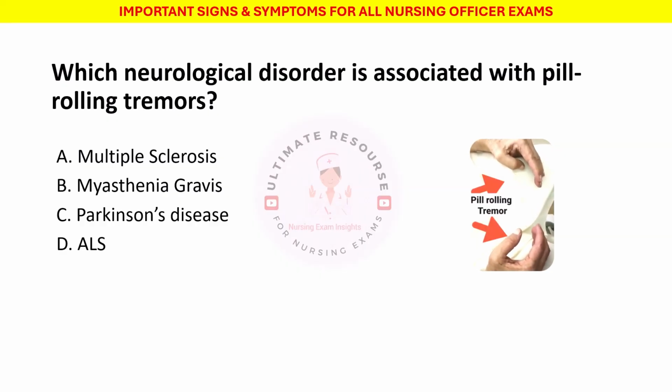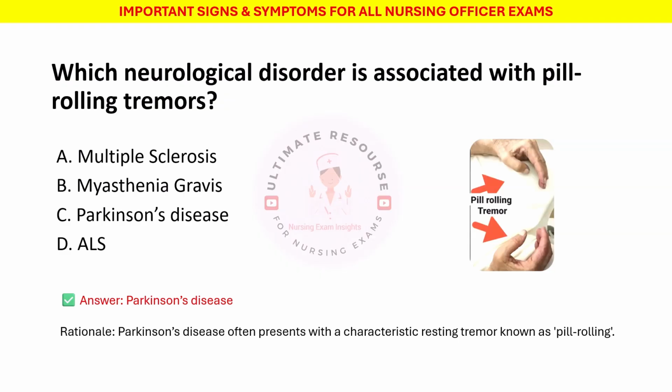Which neurological disorder is associated with pill rolling tremors? Options are A. Multiple sclerosis, B. Myasthenia gravis, C. Parkinson's disease, D. ALS. The answer is C. Parkinson's disease. Parkinson's disease often presents with a characteristic resting tremor, which is known as pill rolling.